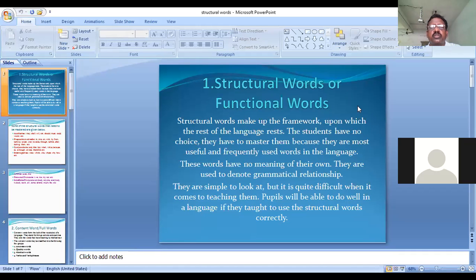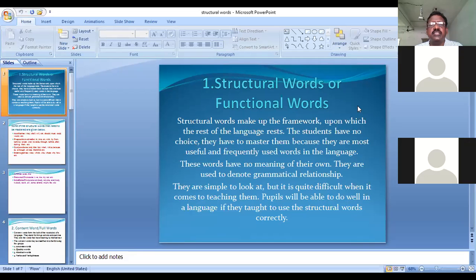What are the structural words? I said already, we have classified the vocabulary. The first type of category is the active words and the passive words. The next type of category is the content words and the structural words. In this way, we have classified the vocabulary.